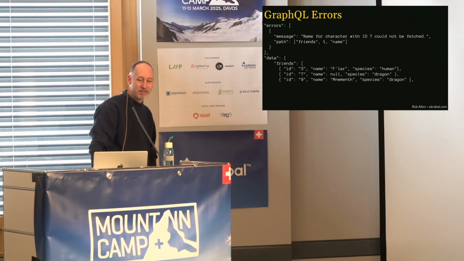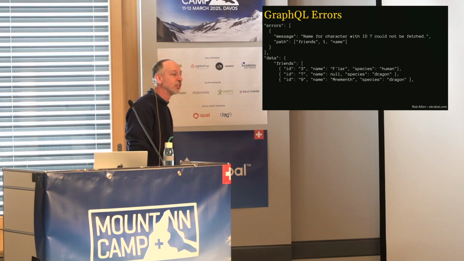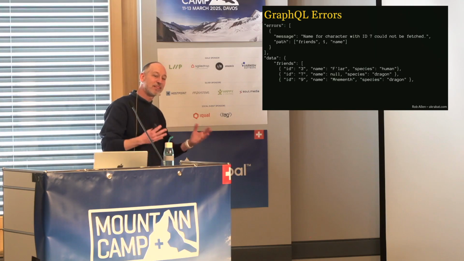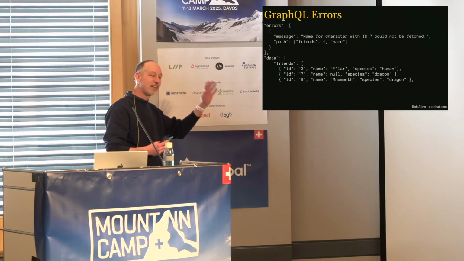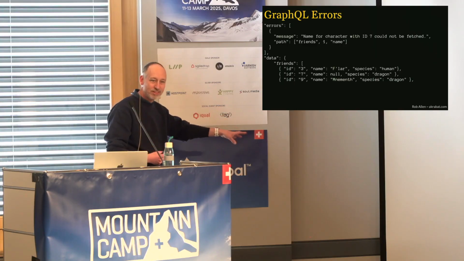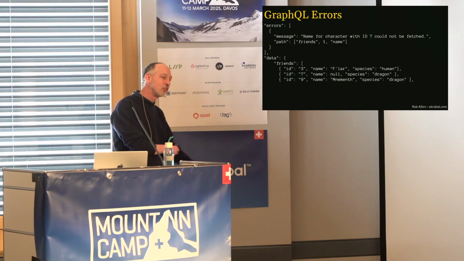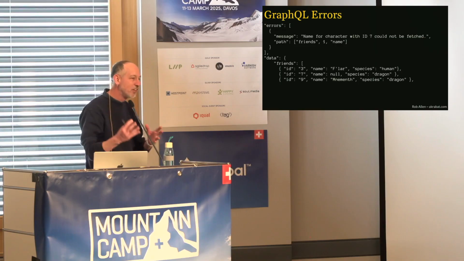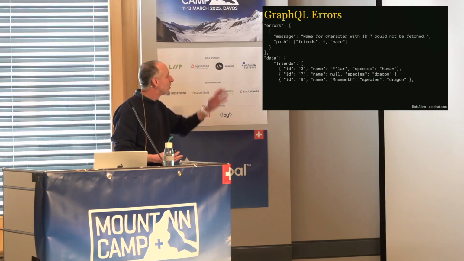GraphQL looks like this. You get an error section. We still get the data. So if some of the data can't be collected, you're still going to get the data that can be found. And this is all part of the fact the client is in control. The client is the primary in the relationship. So the server has done its best, and then you read the error section.